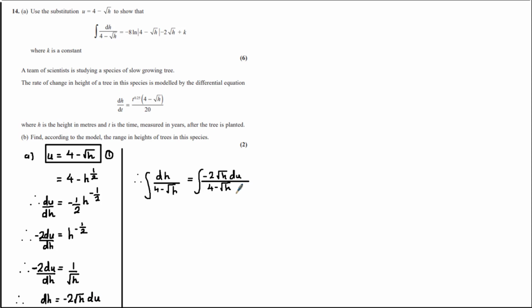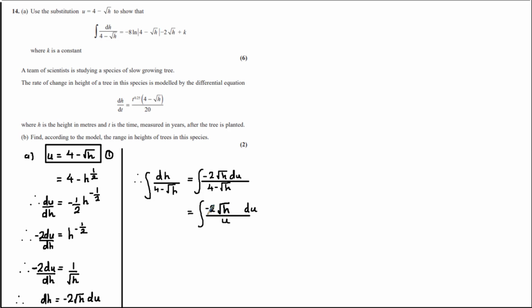Now looking at the integrand, we can see that we still have some h's that we need to convert into u's. If you look at the denominator, it is 4 minus the square root of h. And if we look back at our equation 1, we know that 4 minus the square root of h is equal to u. So we can substitute that straight into the denominator. And therefore we can say that this is equal to the integral of minus 2 root h over u du, substituting the denominator for u.